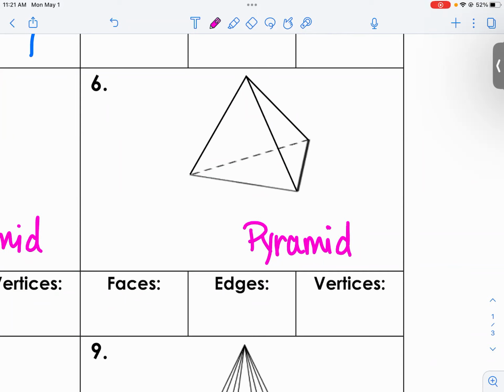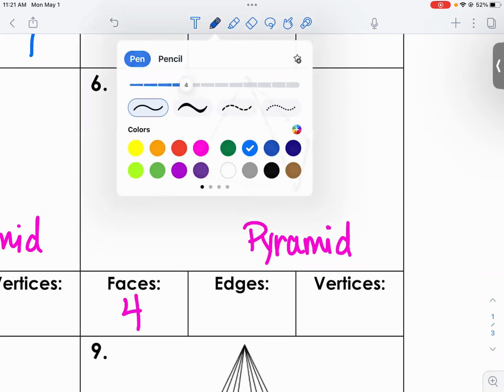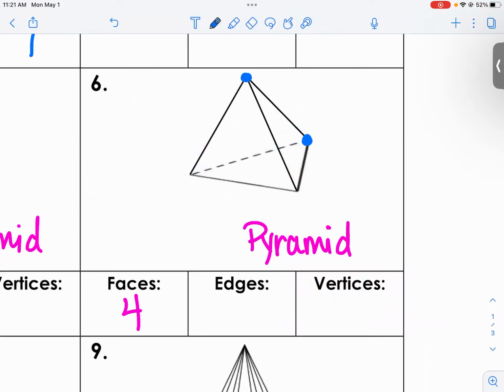How many faces are on this pyramid? 3, 4. So we have the bottom, and then we have the 3 sides. So we have 4 faces. Okay, let's count our vertices. 1, 2, 3, 4, 5. Wait, 4. Where are you getting 5? Okay, and if we count our edges, I see 1, 2, 3, 4, 5, 6. Yeah. Good job, Jada.